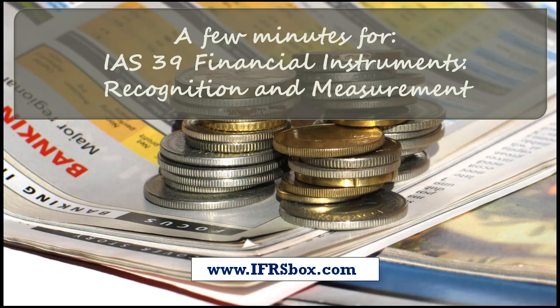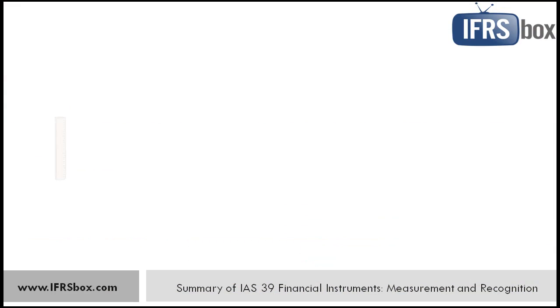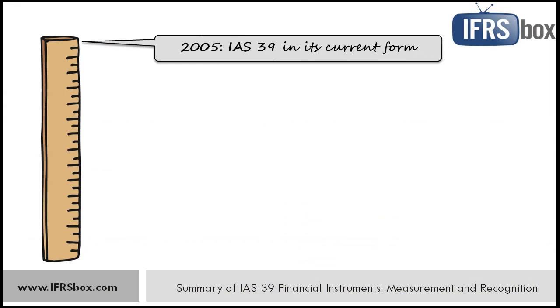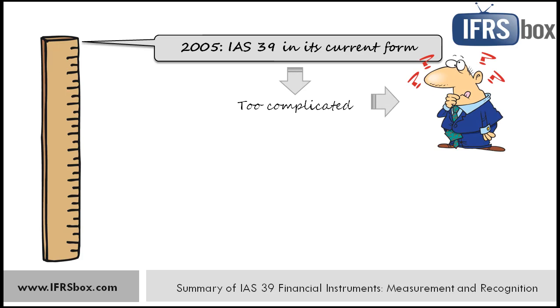Today I want to give you the overview of the standard IAS 39 Financial Instruments Recognition and Measurement. Standard IAS 39 in its more or less current form came into effect in 2005, and it should have ensured higher degree of transparency and consistency of financial instruments reporting. However, as it is a very complex area, also IAS 39 ended up being too complicated with too many exceptions, derogations and inconsistencies, and left many users confused.